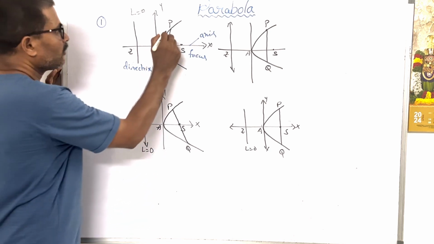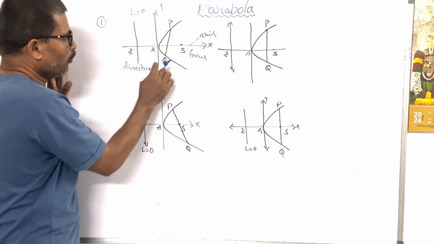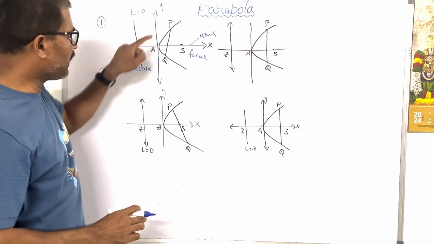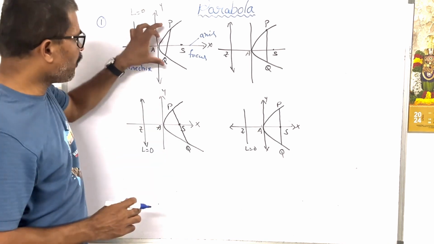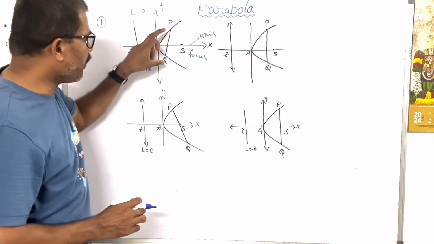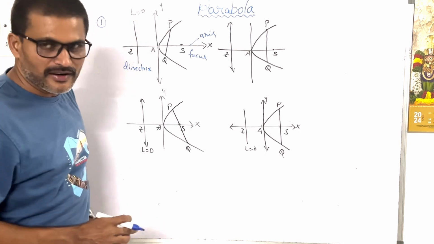Here we observe one line segment joining two points P and Q. Clearly we observe P and Q lie on the parabola. P and Q are any two points. Here we join these two, and one line segment is there.